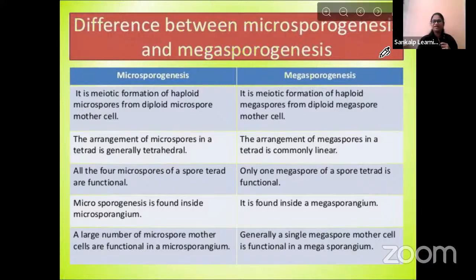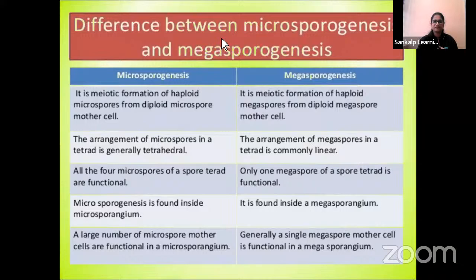Thank you, Gautam. So, as he read, this is an important concept in the theory subject, in the theory exam also. You may get 2 or 3 questions, at least one question they may ask from this. The arrangement of megaspore is linear, straight, whereas microspore will be in the form of tetrahedral.